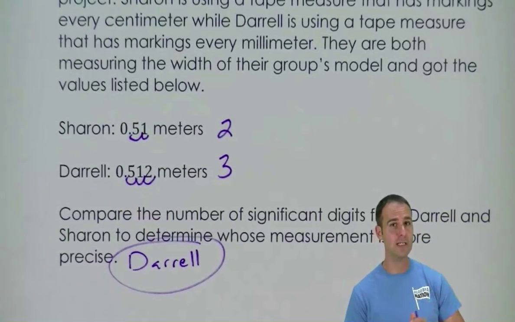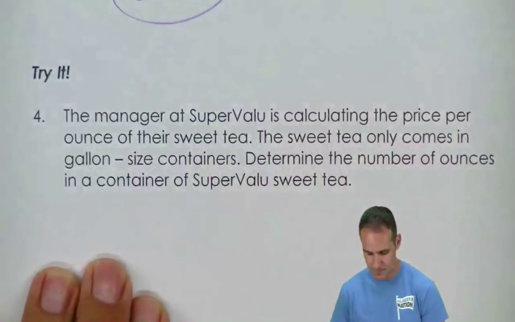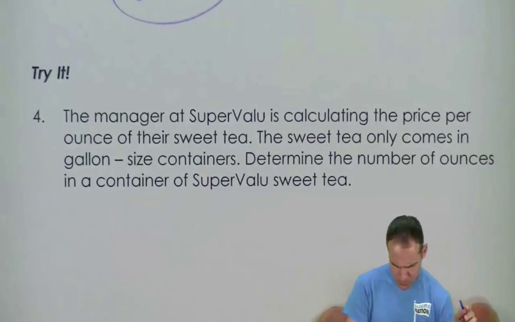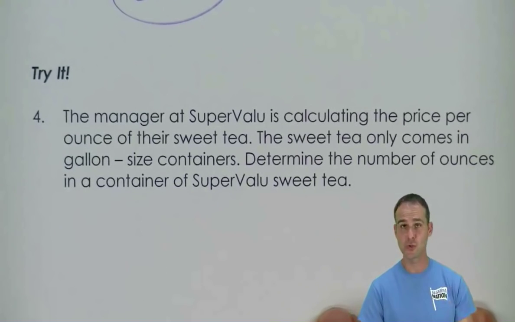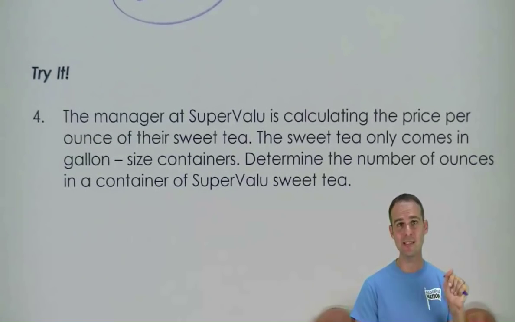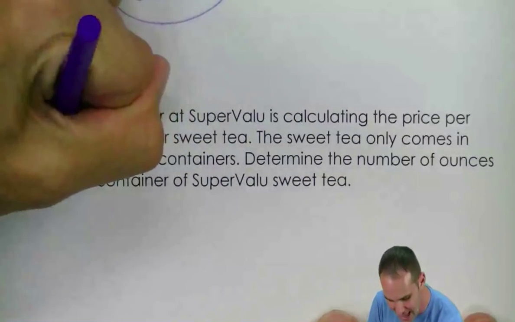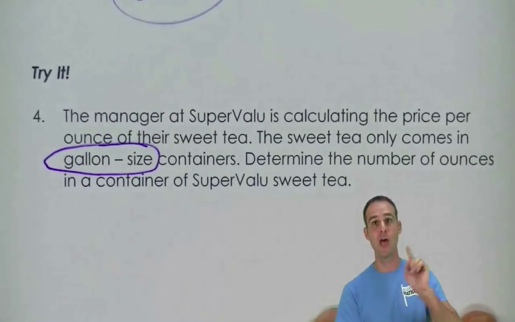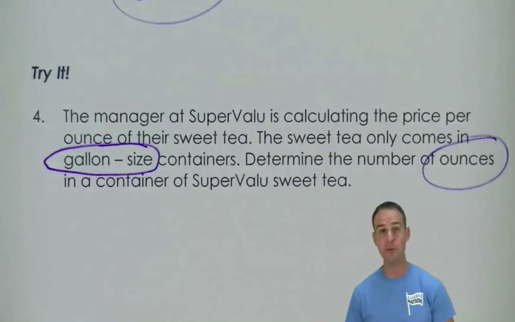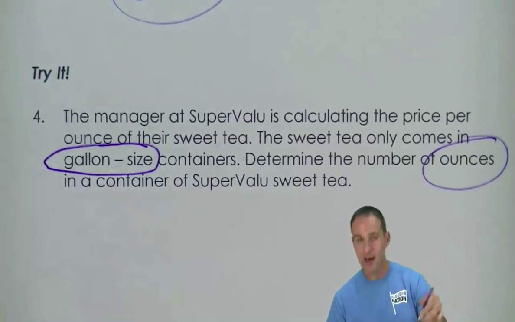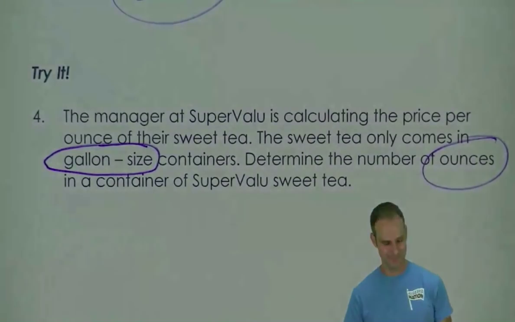And one more time, give this one a try. It says the manager of SuperValu is calculating the price per ounce of their sweet tea. The sweet tea only comes in gallon-sized containers, so gallon-sized containers, keep that in mind. Determine the number of ounces in a container of SuperValu sweet tea. Pause the video, give this a try.